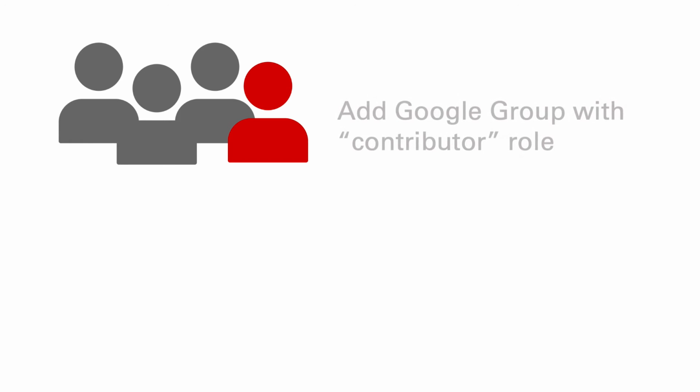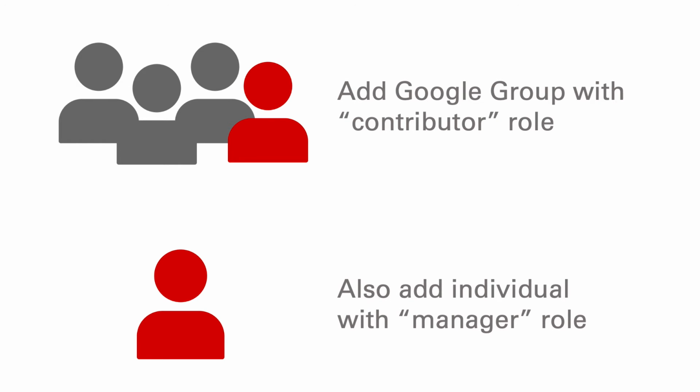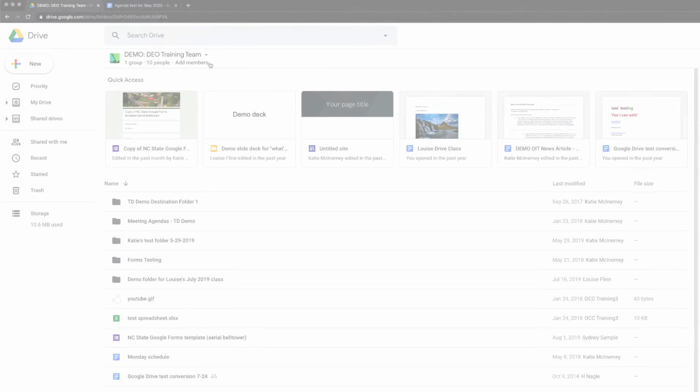One note about using Google Groups as a member in your shared drive. Let's say that you have your whole team in a Google group and you'd like almost everyone in that team to have the contributor role, but you'd like one person to be a manager. In this case, you'll add the group with a contributor role and then also add the person you'd like to have as a different access level.